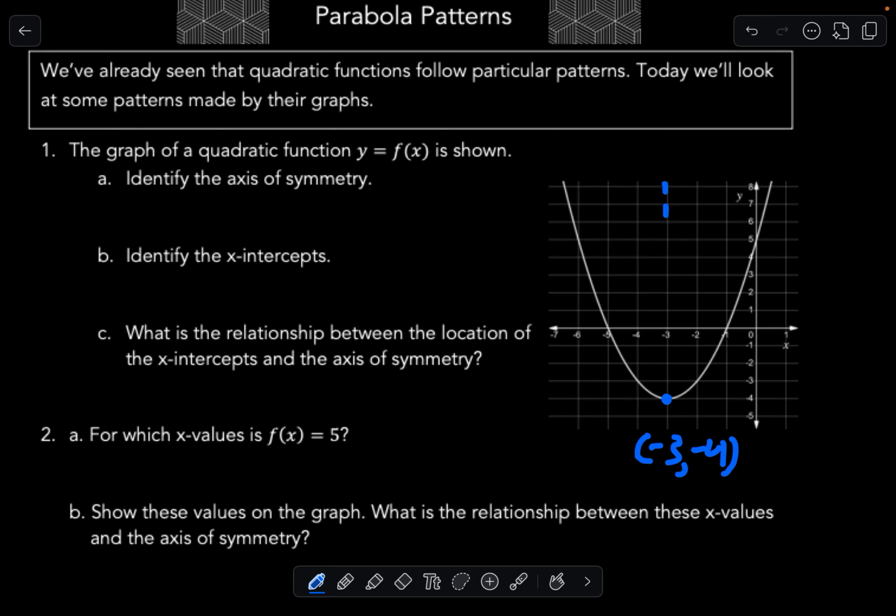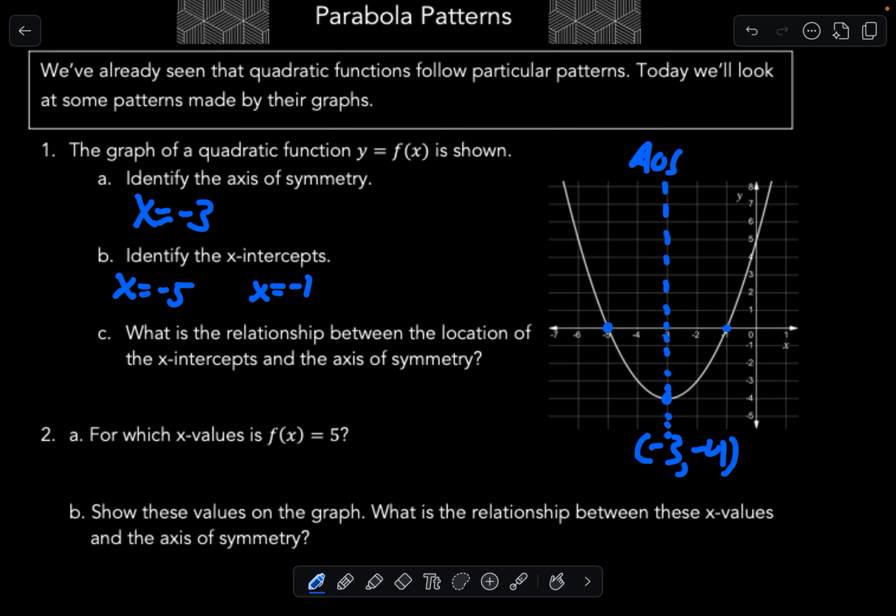The axis of symmetry is the vertical line that passes right through the vertex. So that will be x equals -3. And this is the AOS right here. Identify the x-intercepts. Well, that's at that location and this location. So they are at x equals -5 and x equals -1. And that was pretty easy.